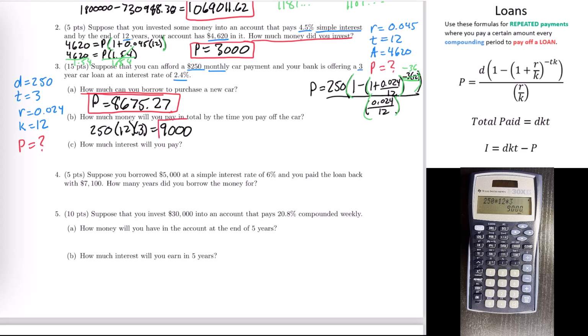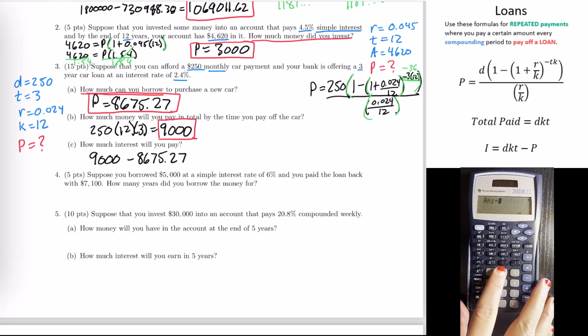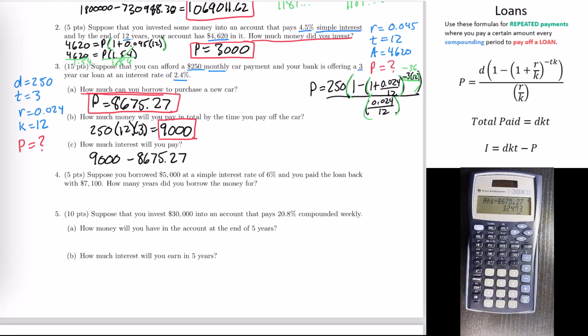And the amount that I originally borrowed was $8,675. So to find the interest, I'm just going to take that $9,000 number and subtract $8,675.27. So $9,000 minus the 8675.27 number gives me $324.73 of interest. And so that would be my answer for part C.